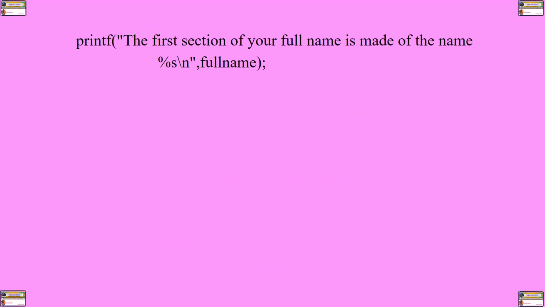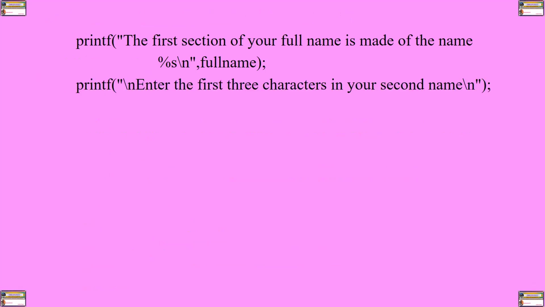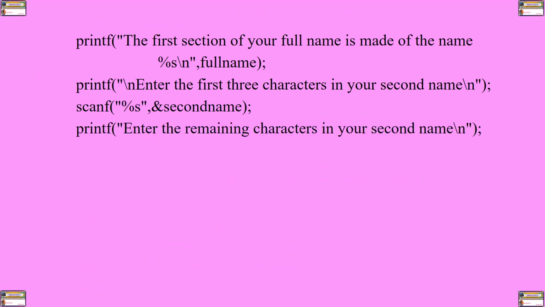Therefore, the statement will read as, the first section of your full name is made of the name. Then the next statement to be displayed will be, enter the first 3 characters in your second name. So you type the 3 characters of your second name. Those 3 characters will be picked and stored in the memory location called second name.